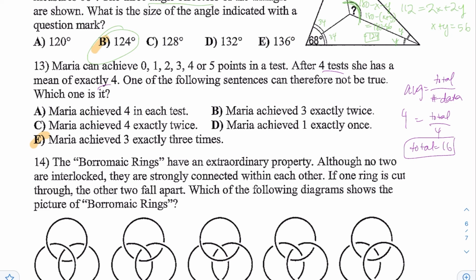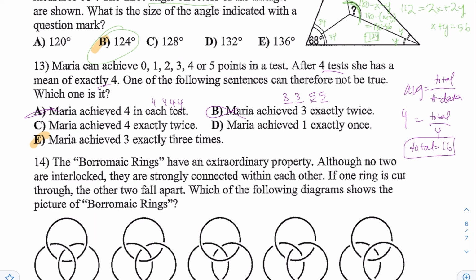So if the total is 16, you can go through all the choices here. Maria can achieve a 4 in each test. That is true. 4, 4, 4, 4, which is a total of 16. For choice B, Maria achieved a 3 exactly twice. You can have 3 and 3, which makes up 6. And the last two could be 5 and 5. So that could work. So B is wrong.